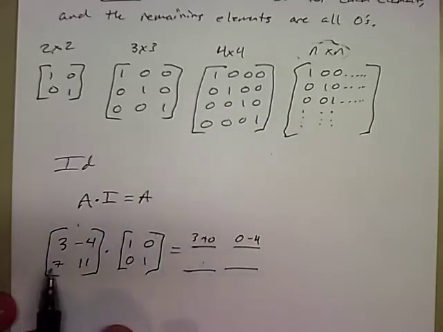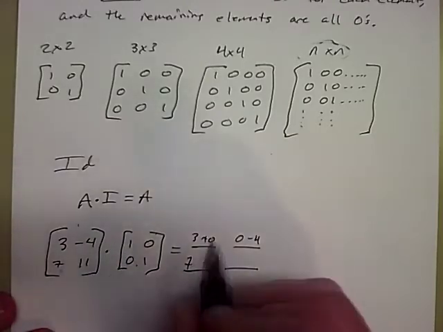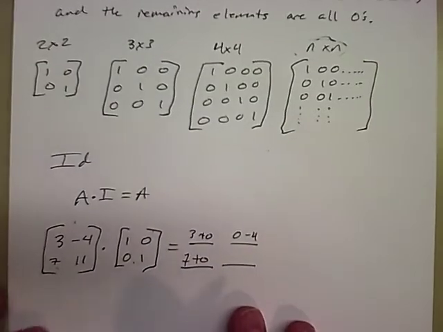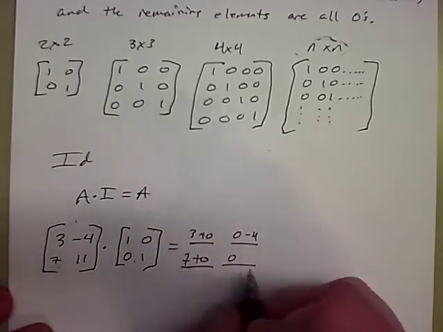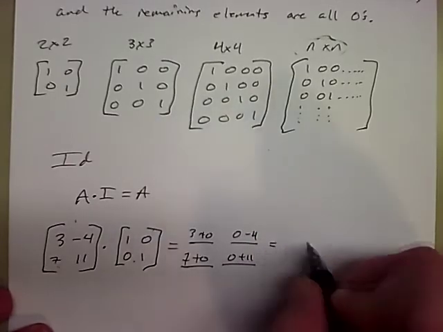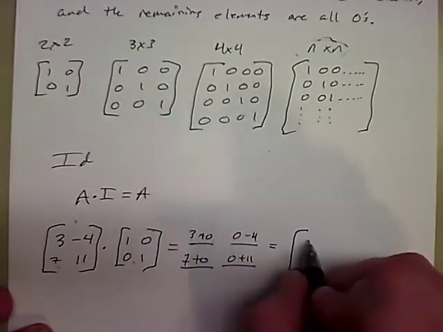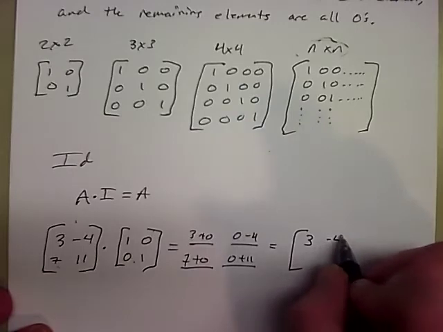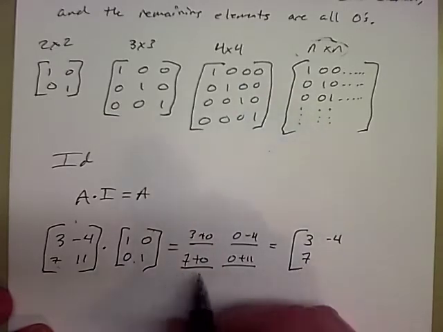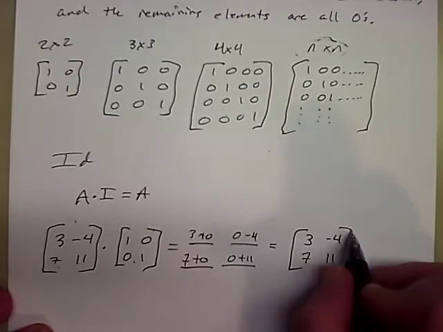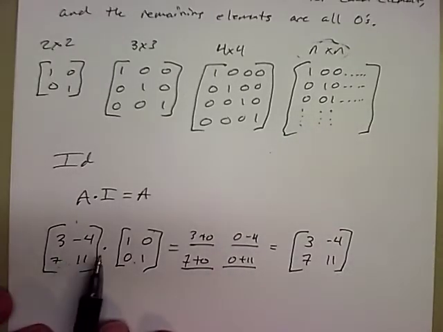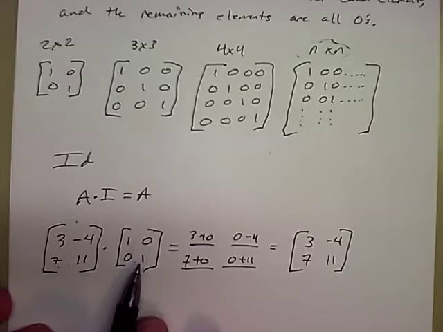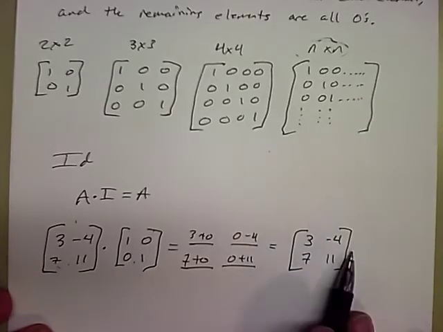Second row, first column. 7 times 1 is 7. 11 times 0 is 0. Second row, second column. 7 times 0 is 0. 11 times 1 is 11. What's the result? 3 plus 0 is 3. 0 minus 4 is negative 4. 7 plus 0 is 7. And 0 plus 11 is 11. So any square matrix times the identity matrix will result in the original matrix.